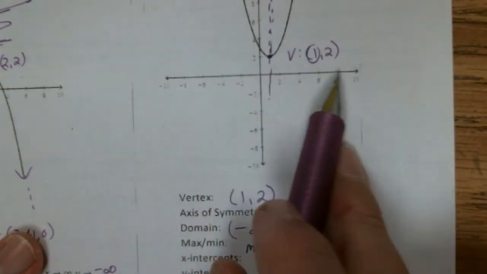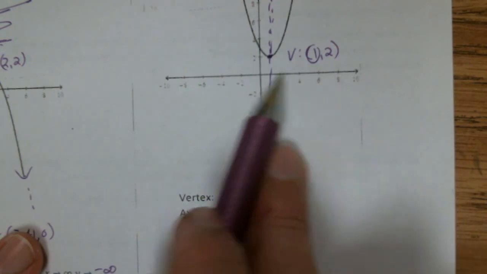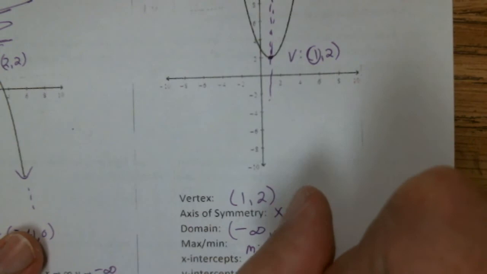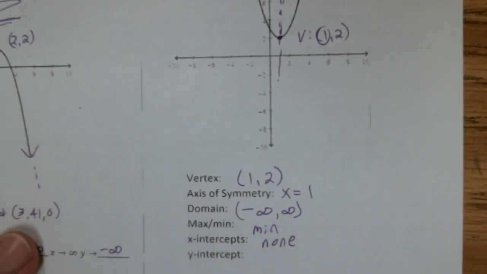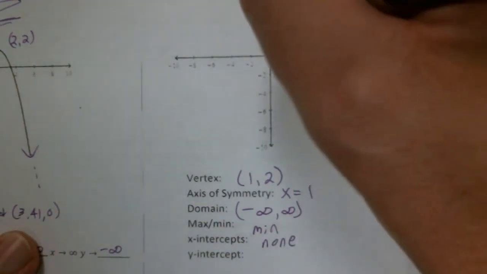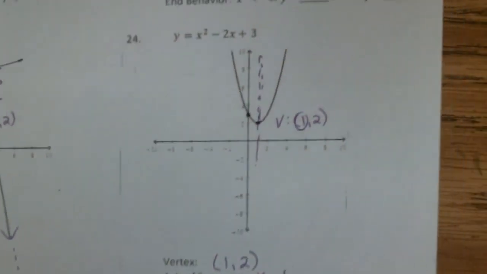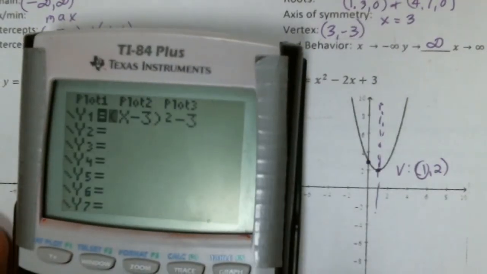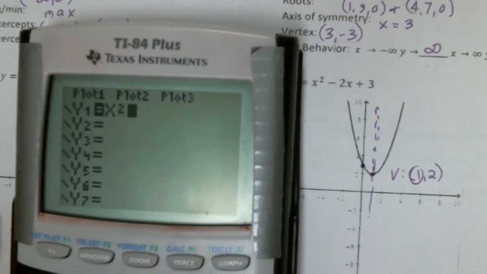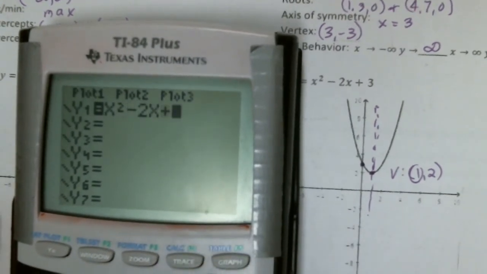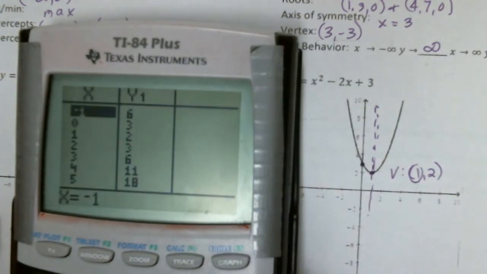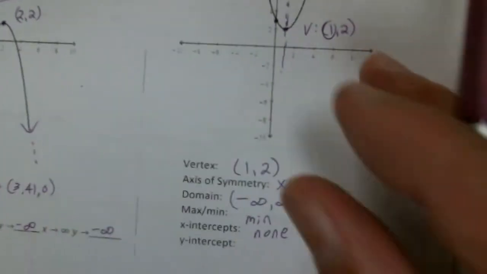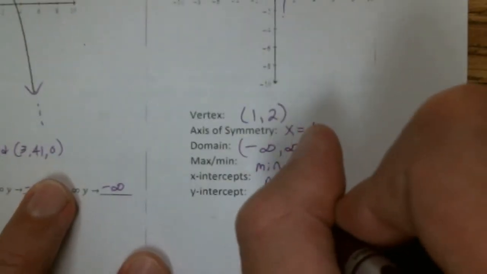X-intercepts. Where does the graph cross the x-axis? Nowhere. So I don't have any x-intercepts. I don't have any roots. I don't have any zeros. So that's just none. Y-intercept, once again, it might be a little bit tricky to see where that point is, so let's just check it on our table real quick. Let's type this in, x squared minus 2x plus 3. Let's go second table. Ah, there it is. I've got a 0 in the x column, 0, 3. So that is our y-intercept.